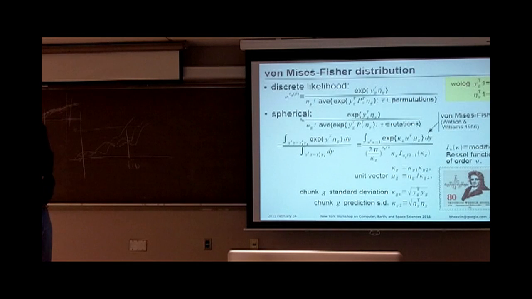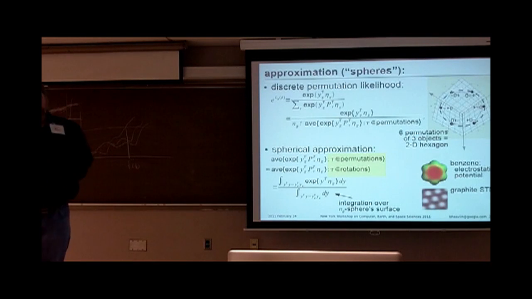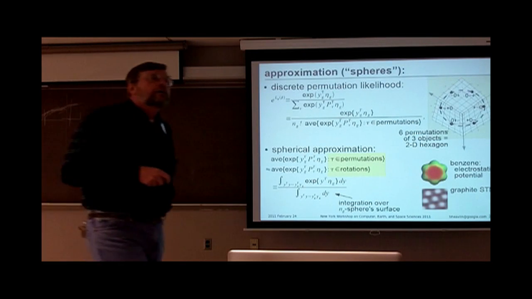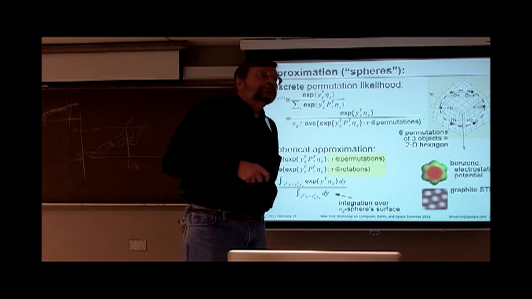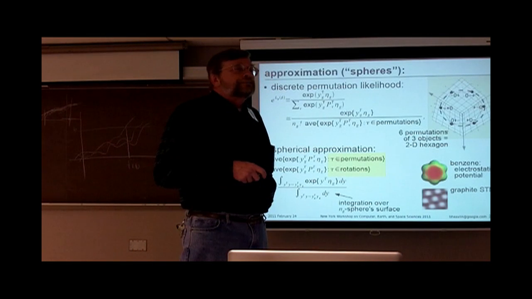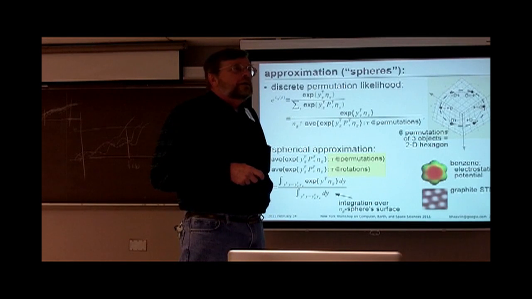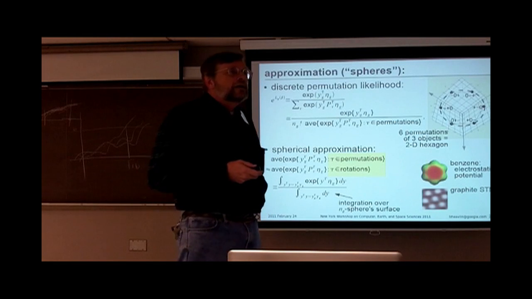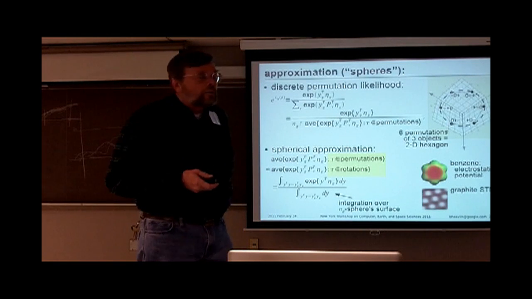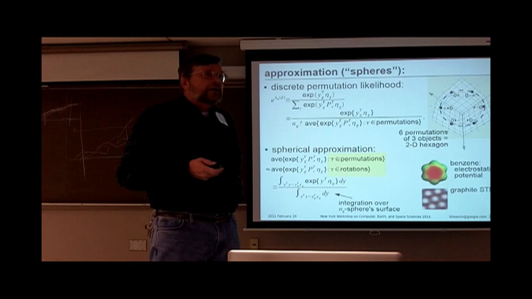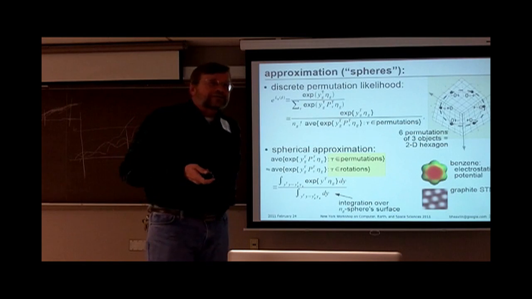Wait, can you always take the n factorial permutations of n objects and turn them into a regular polygon, and instead of summing over the permutations, integrate over, well, permutations? Is that what you're doing? That is what I'm doing. And that's always possible? Is it always possible?